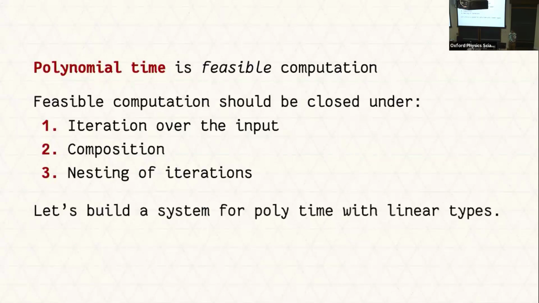So let's see how we could build a system for polynomial time using linear types. Obviously allowing iteration over the input is easy enough, and allowing composition, right, we're going to do this in a lambda calculus, so that works. So it's the nesting of iterations that we need to control. We need to make sure that we only iterate over the input, but not in a way that allows us to build bigger things to then iterate over.